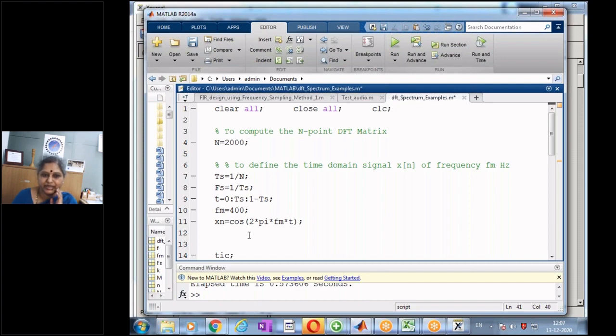So this is what I have. I am taking n as say 2000, some large number, 2000, and I'm taking my sampling interval as 1 by n and my sampling frequency as 1 by ts, and my time is going only from 0 to 1, and let us say my signal frequency is 400 hertz, and then I have my signal that is going to be samples of cos 2 pi fm t.